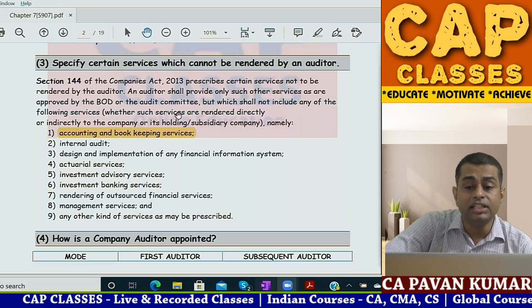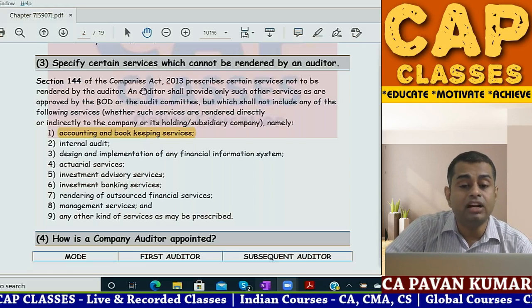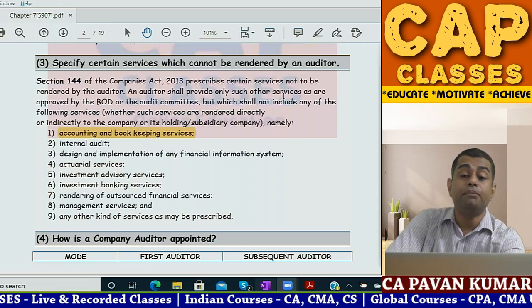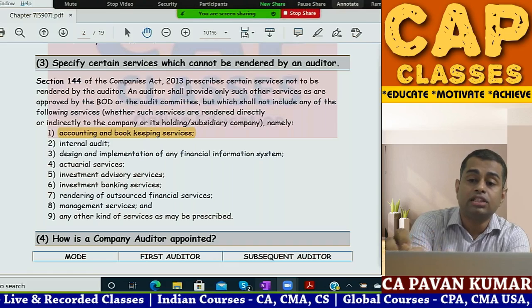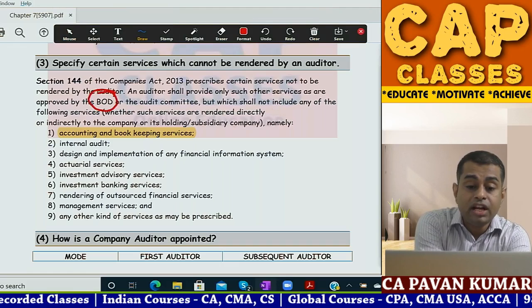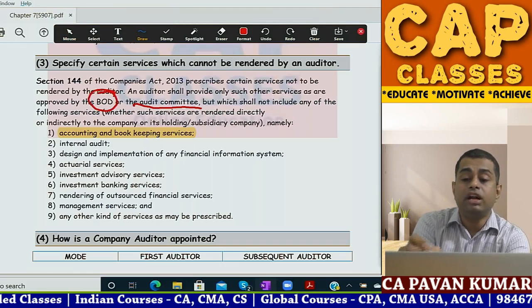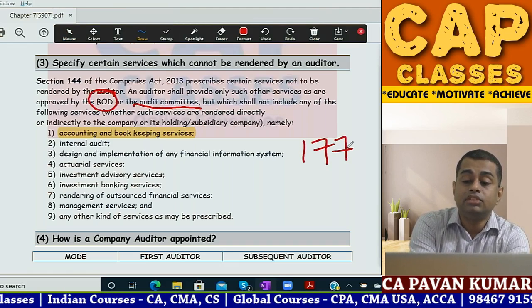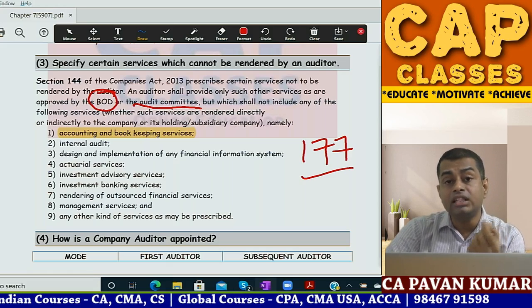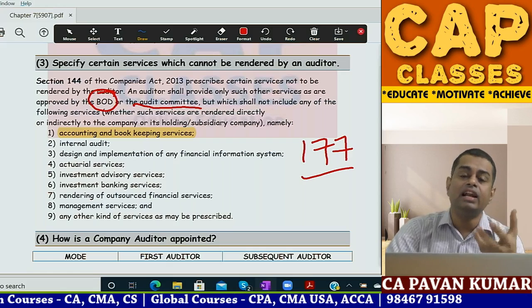So what are these things? Certain services not to be rendered by the auditor. An auditor shall provide only such other services as are approved by the Board of Directors or the Audit Committee. This is also very important. So Board of Directors or the Audit Committee. What is Audit Committee? Section 177. Section 177 speaks about which companies are supposed to have an audit committee. That we'll see a little later.